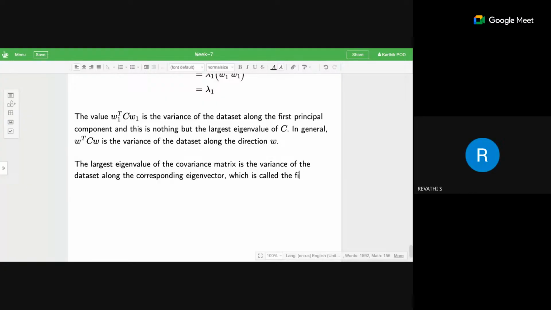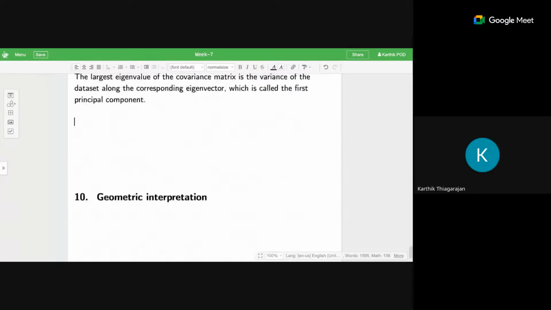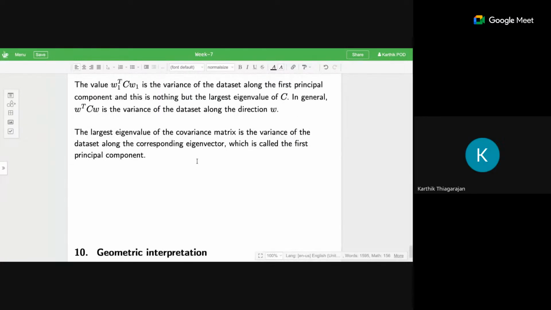First principal component. Okay. So that is so much for only one principal component.